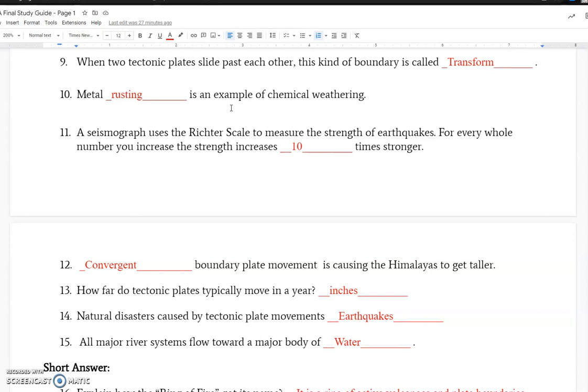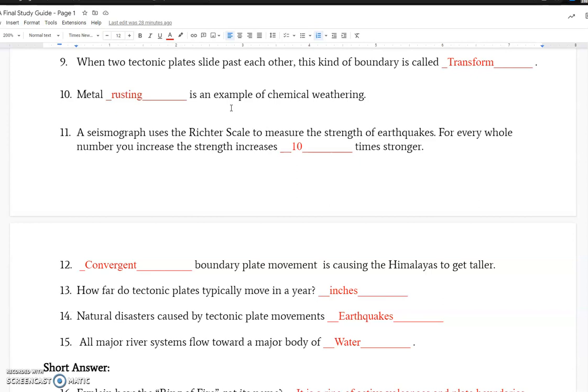11. A seismograph uses the Richter scale to measure the strength of earthquakes. For every whole number, you increase 10 times the strength. So strength gets better by 10 times as you go up from 1 to 2, 2 to 3, 3 to 4, and so on and so on.